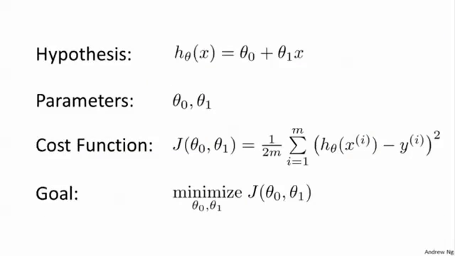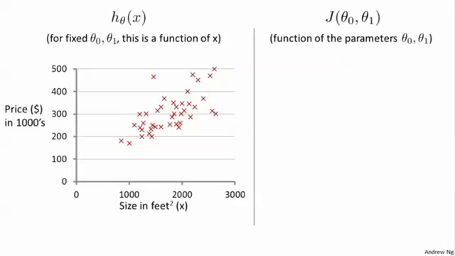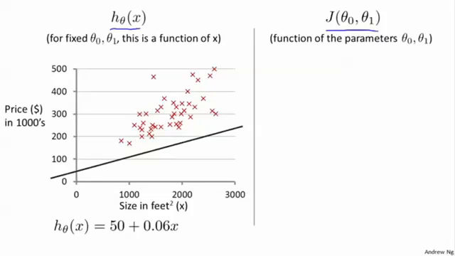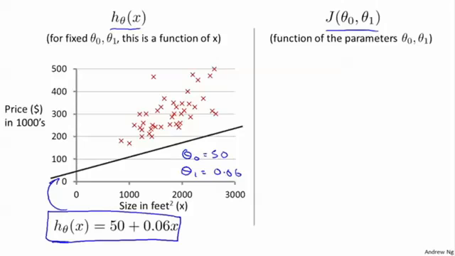Here's our problem formulation as usual, with the hypothesis, parameters, cost function, and our optimization objective. Unlike the last video, I'm going to keep both of my parameters theta 0 and theta 1 as we generate our visualizations for the cost function. So, same as last time, we want to understand the hypothesis h and the cost function j. Here's my training set of housing prices, and let's pick some hypothesis, like that one. This is not a particularly good hypothesis, but if I set theta 0 equals 50 and theta 1 equals 0.06, then I end up with this hypothesis down here, and that corresponds to that straight line.